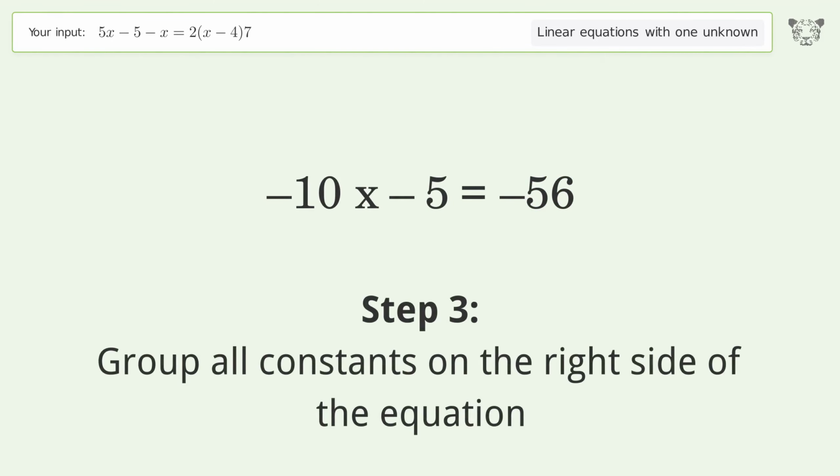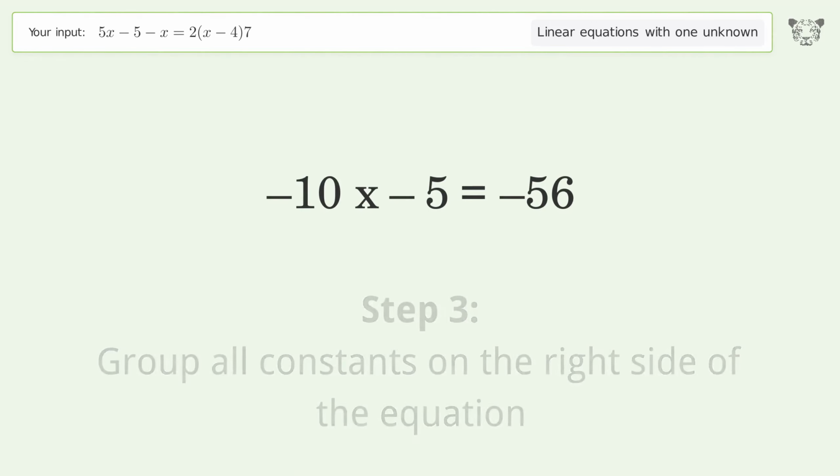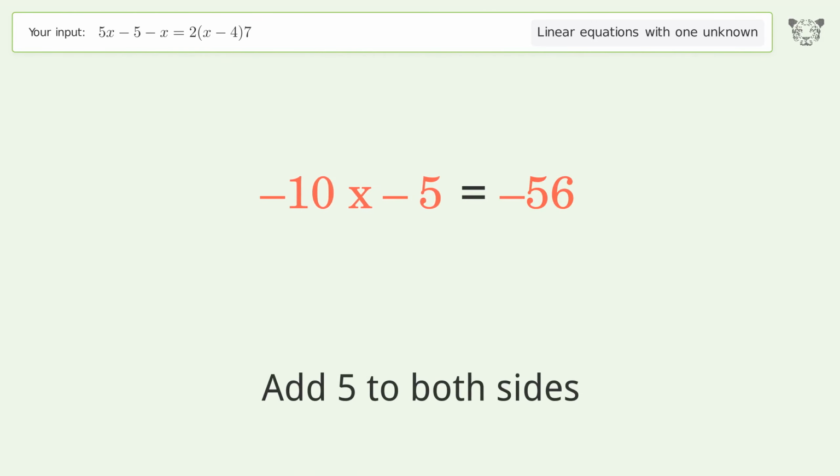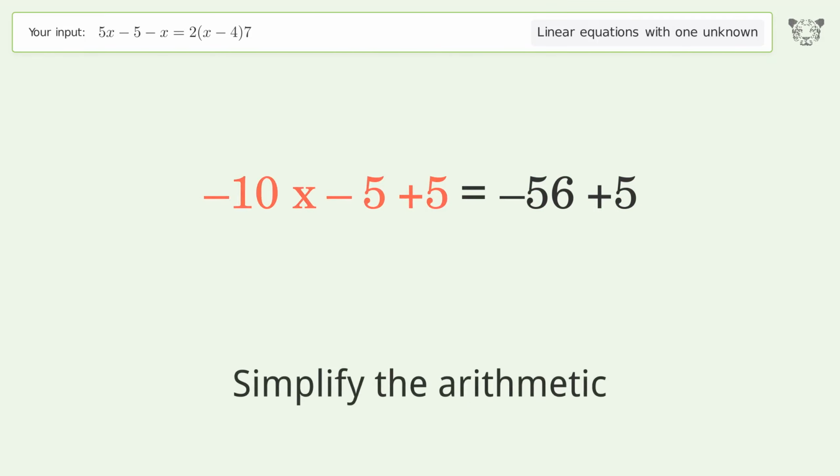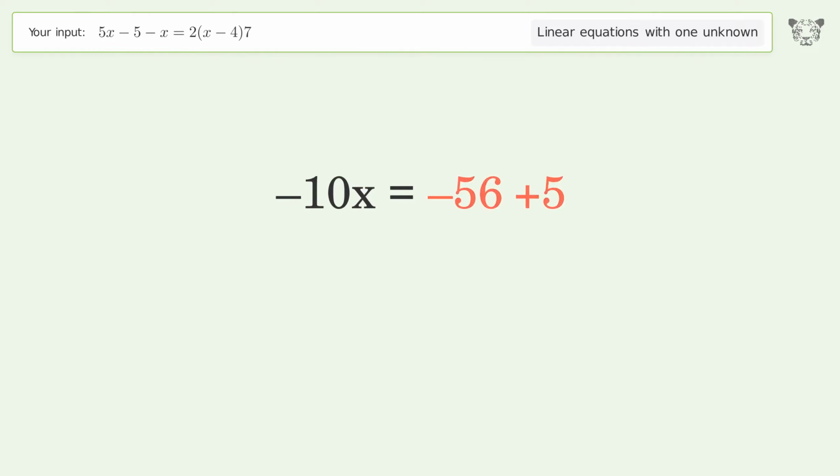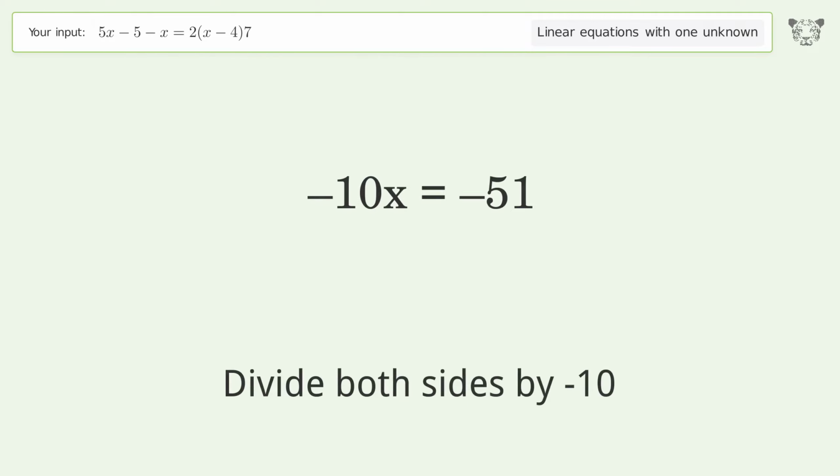Group all constants on the right side of the equation. Add 5 to both sides. Simplify the arithmetic. Isolate the x. Divide both sides by -10.